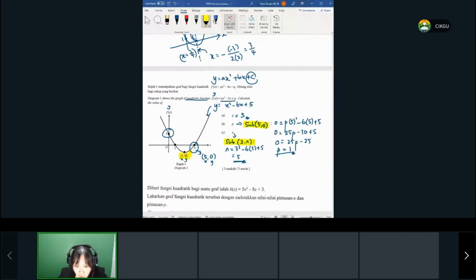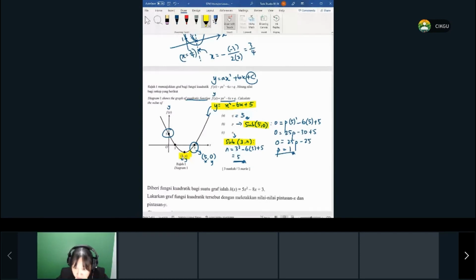Now, if this point lies on the curve, that means all you need to do is take this point and sub into the equation. You can sub because the point is lying on the graph, and this is the equation of the graph. So the moment you sub, right?